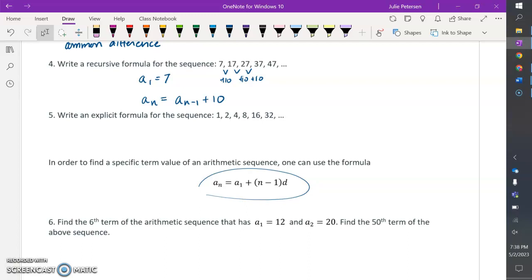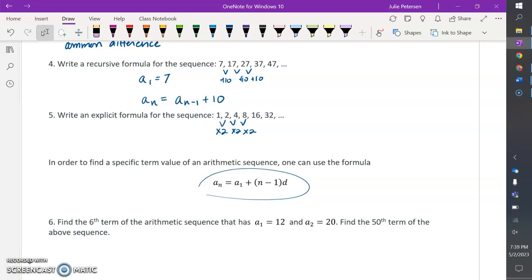So as I look at this, when we're trying to write a formula for this, 1, 2, 4, 8, 16, 32, I can already see there's not a common difference. But the pattern is recognizable. You can see what's happening to get from 1 to 2, 2 to 4, 4 to 8. I'm sure a lot of people already see we're multiplying times 2. All right, so that's what's happening here.